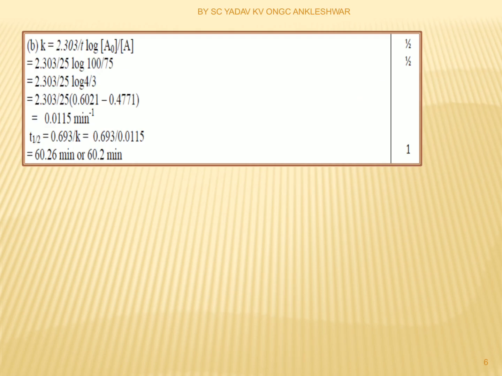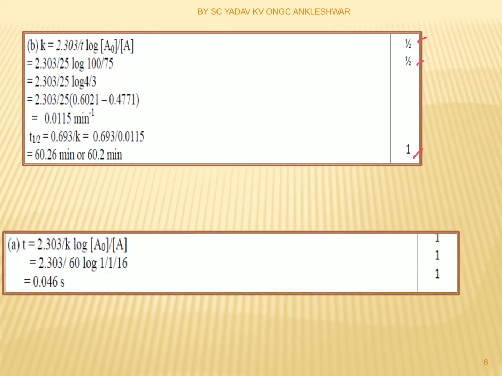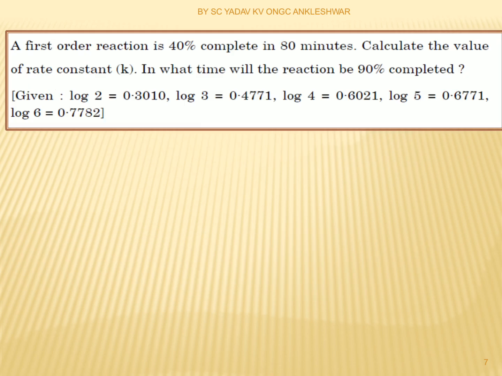Now just see how the marking scheme is. For the first part, half marks, and then for the final calculation it is 1 mark, and for the second part if you write only the formula you will get 1 mark. Again you put the value, 1 mark, and the final calculation you will get 1 mark. So this is the marking scheme, dear students. And again this question was asked in the board examination, in the year 2020. So all these questions are very, very important.